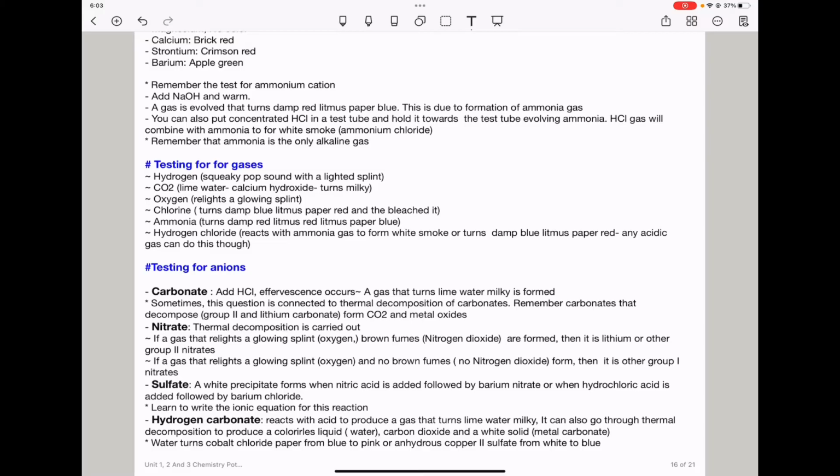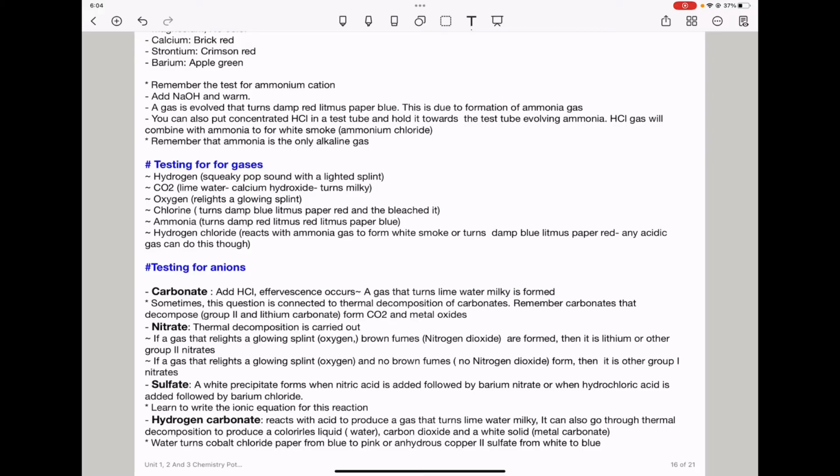If a gas that relights a glowing splint is formed along with brown fumes and a white solid, that will be oxygen gas as well as nitrogen dioxide, and that will show us that this is lithium nitrate or nitrates of group 2. And if a gas that relights a glowing splint is given off and no brown fumes, that will tell us there is no nitrogen dioxide, and therefore the decomposition is for the other group 1 nitrates, which is not lithium nitrate.